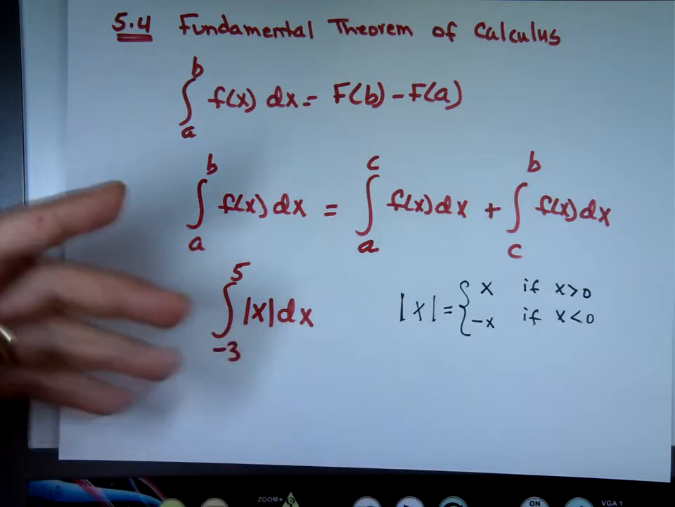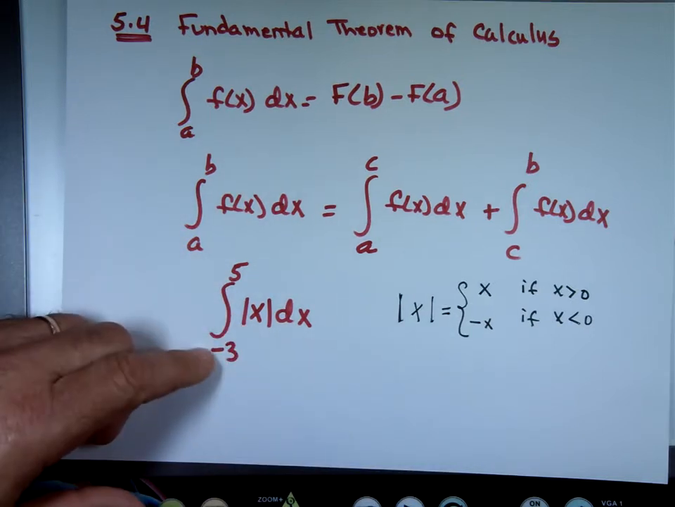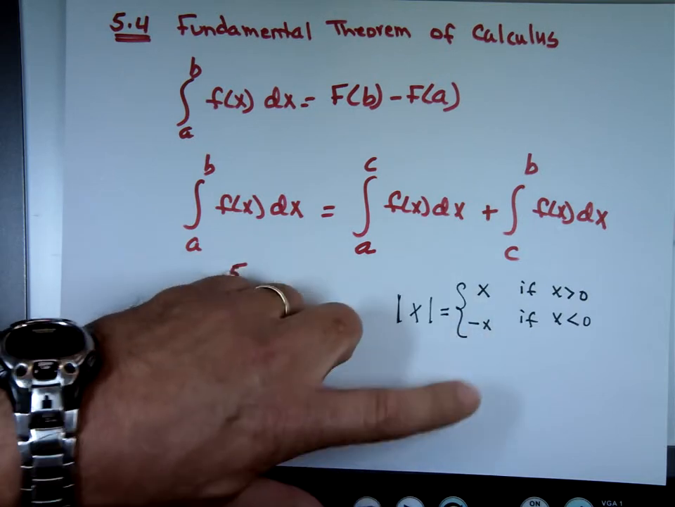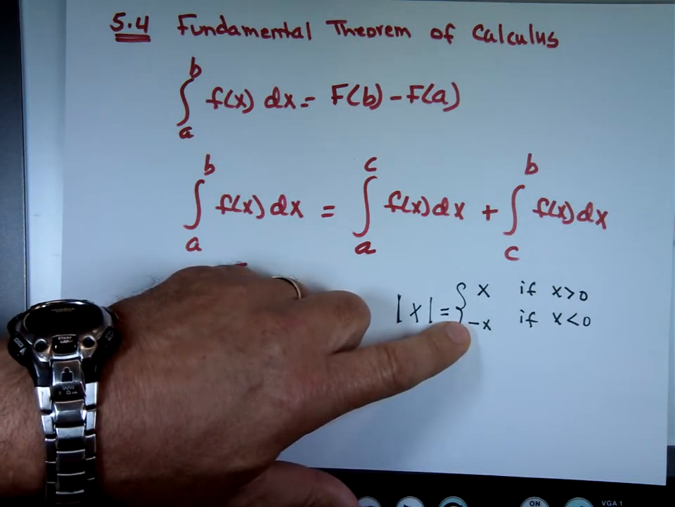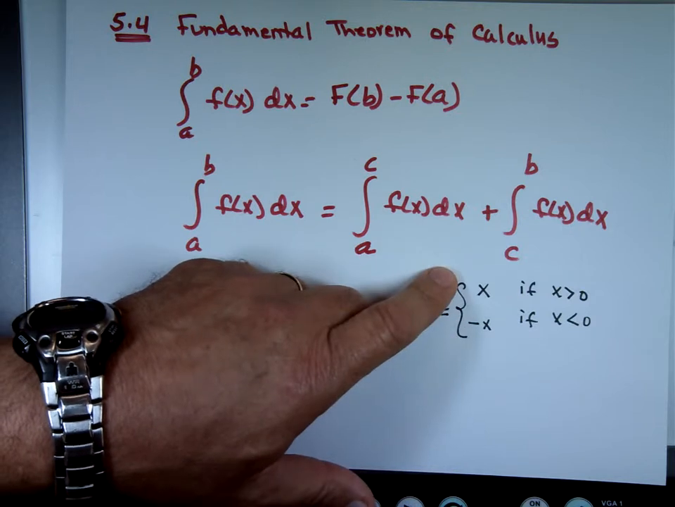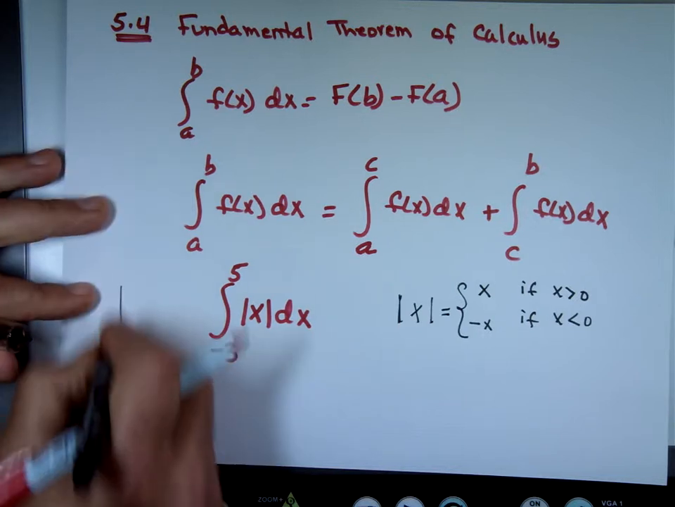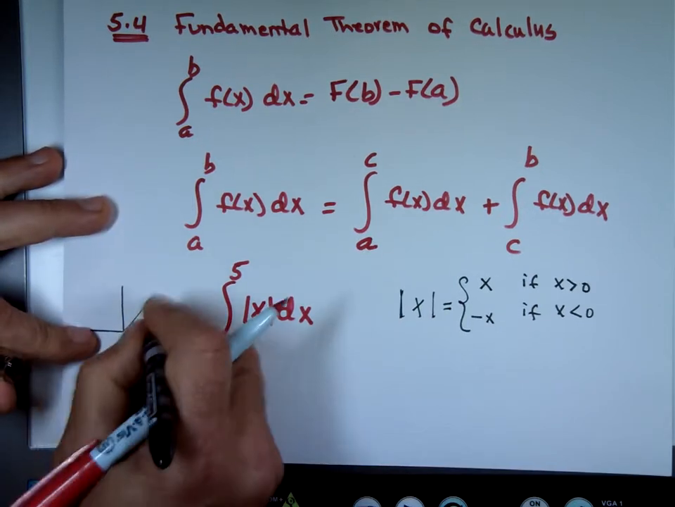So you say, wait a minute, I can't use x for this function to go from minus 3 to 5. Why? Because it's not the same function. It changes as you go from minus 3 to 0. We have a different function than from 0 to 5. If you graph it, this is what the absolute value of x looks like. It's a V shape.